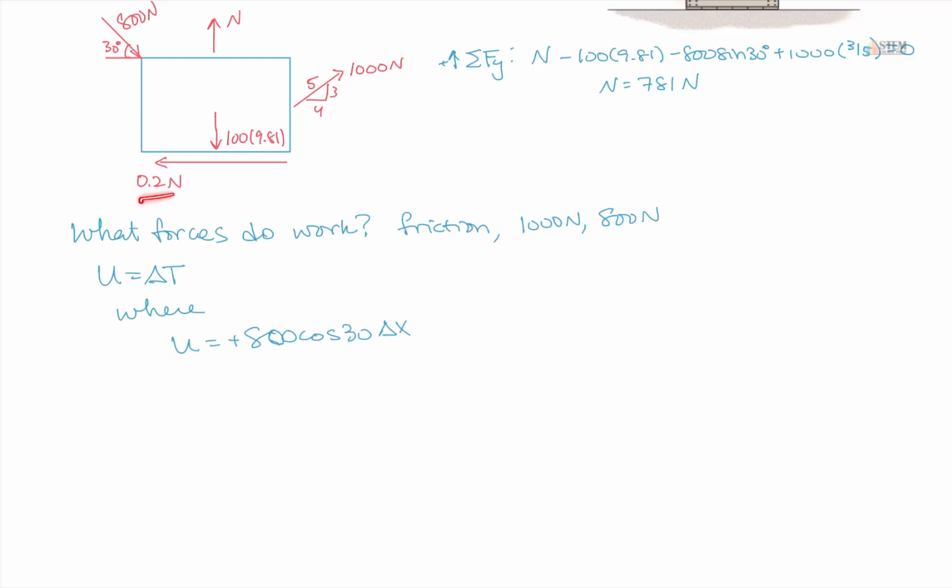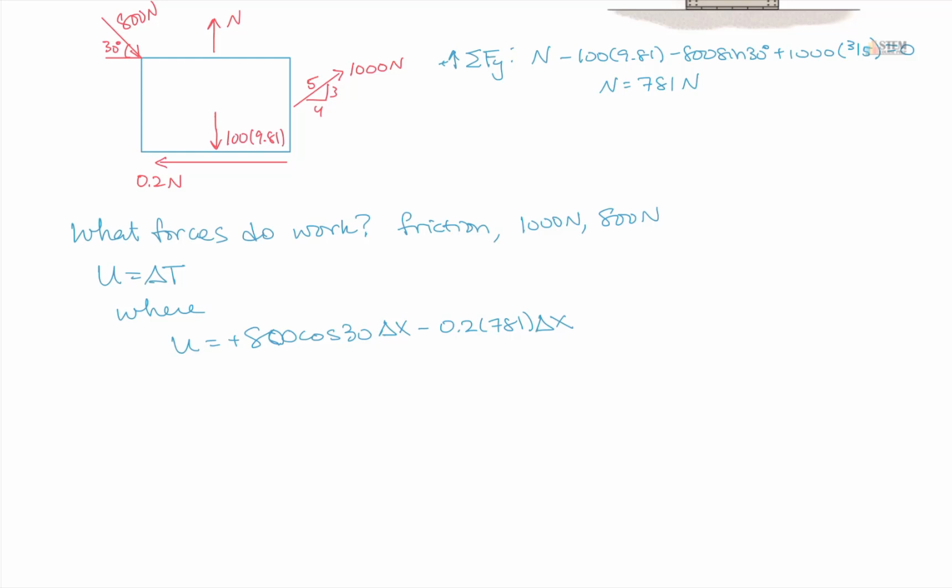Now, let's look at friction. Notice friction's to the left. And the friction force is 0.2 times the normal force. The normal force is 781, so let's put all that in here. So 0.2 times 781. And the displacement, again, we don't know. It's going to be delta x. Now, should this one be positive or negative? Our displacement is this way, but the force is this way. Since they're in opposite directions, this is going to be negative.